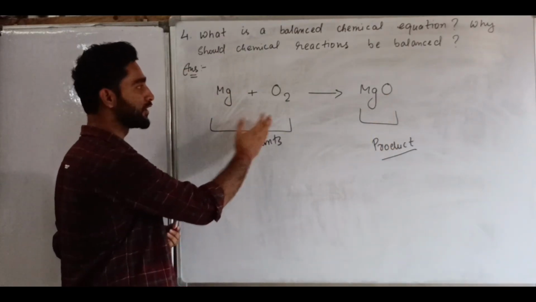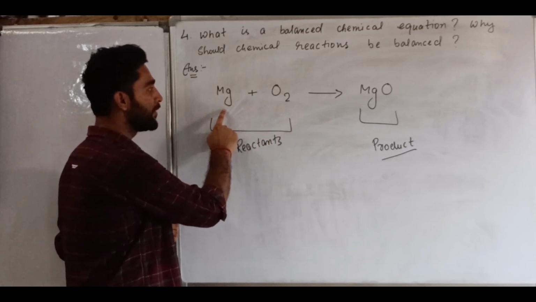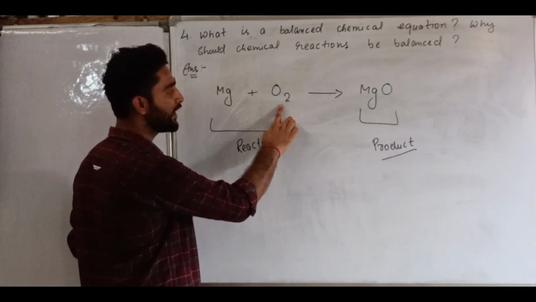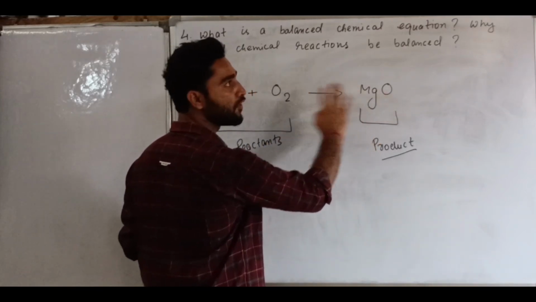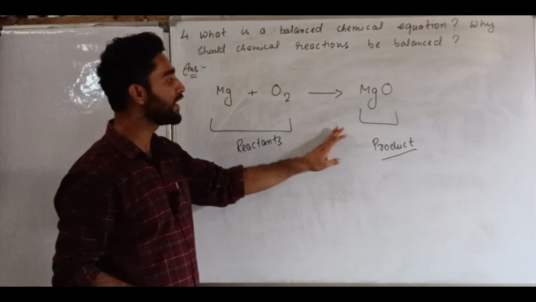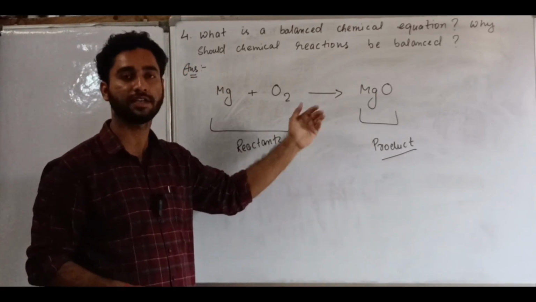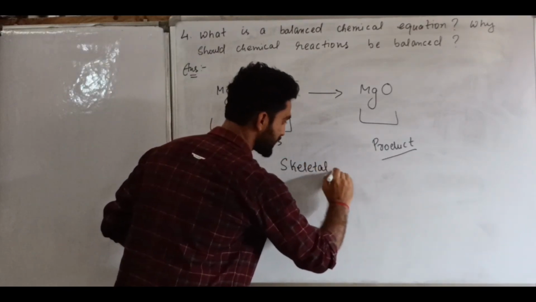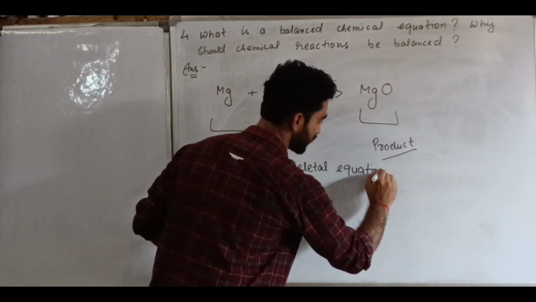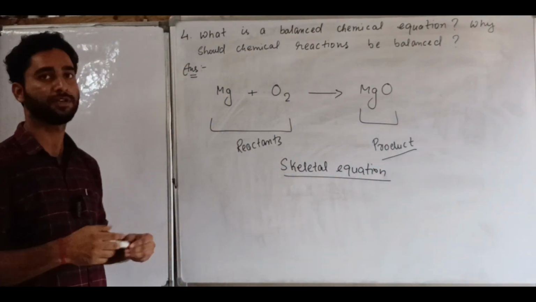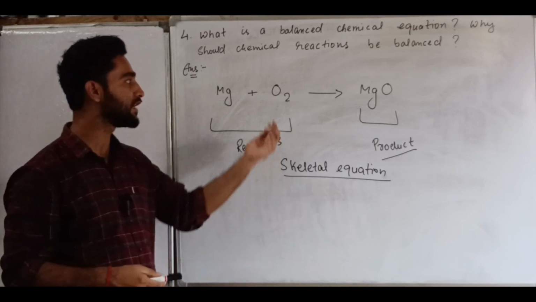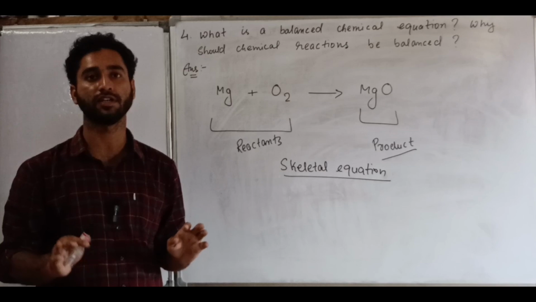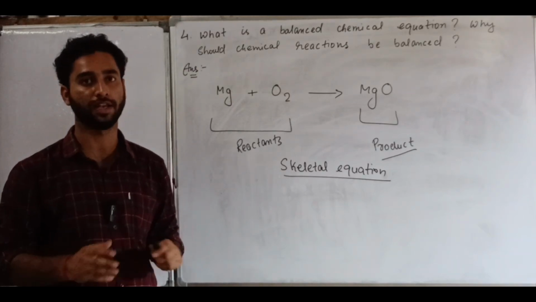But if you look at this equation, here in the reactant side, how many atoms of magnesium are present? 1. Here how many? 1. So magnesium is balanced. Oxygen here how many? 2. Here oxygen how many? 1. So oxygen is in the unbalanced state. So this kind of chemical equation is called the unbalanced chemical equation, or it is also called a skeletal equation. So what is a balanced chemical equation? A balanced chemical equation means the number of atoms in the reactant side should be equal to the number of atoms in the product side. Then the equation is said to be balanced.